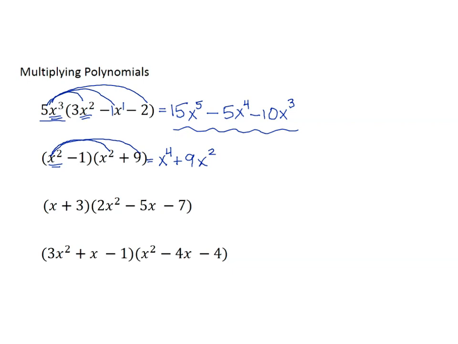Now, I've got to distribute the negative 1. So negative 1 times x squared will give me negative 1x squared, or just negative x squared. And negative 1 times 9 will give me minus 9. Now in this problem, we're not done. The problem before this, we were done. But here we're not done. I want you to take a close look at this polynomial and think about why we're not done. What do we have left to do to simplify this polynomial?